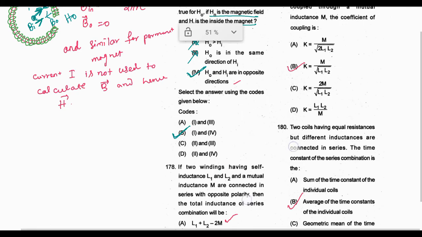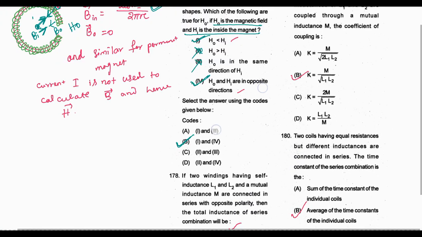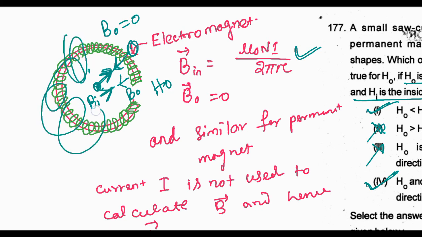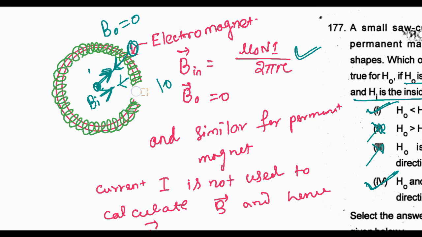Next question is, and again in case of this toroidal shape, there is no north and south for this one. No north and south. The field is like this. And if I cut like this, then one part will be north and another part will be south. And the field will be like this here.